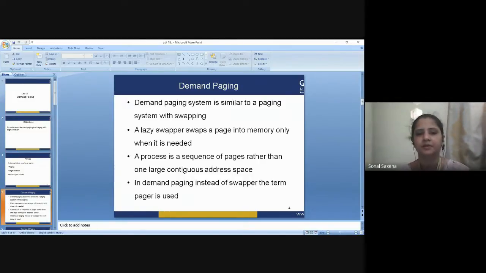Demand paging is just similar to a paging system with swapping. It is called a lazy swapper, which swaps a page into memory only when it is needed. Then a process is just a sequence of pages rather than a large contiguous address space. We have seen this thing in paging. In demand paging, instead of swapper, the term pager is used.